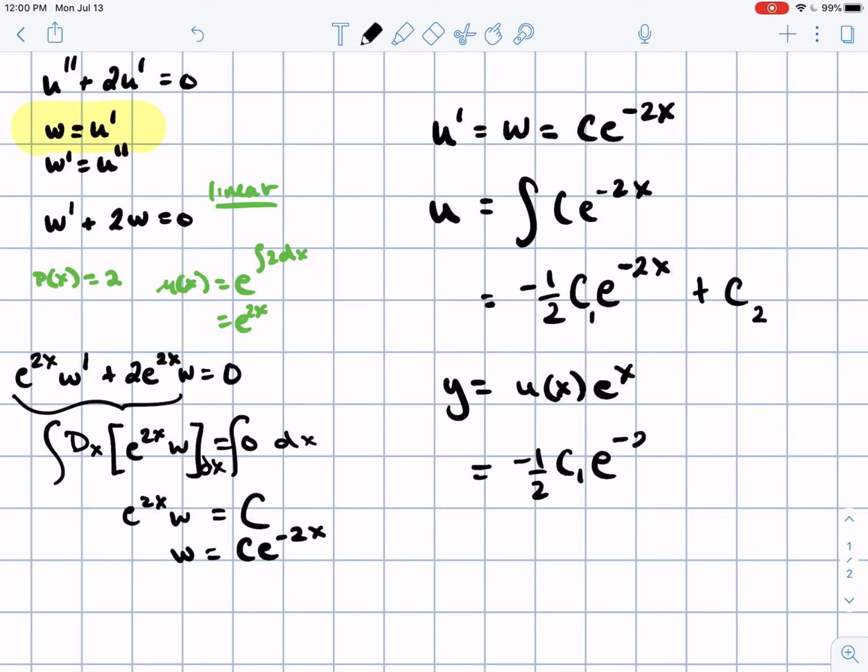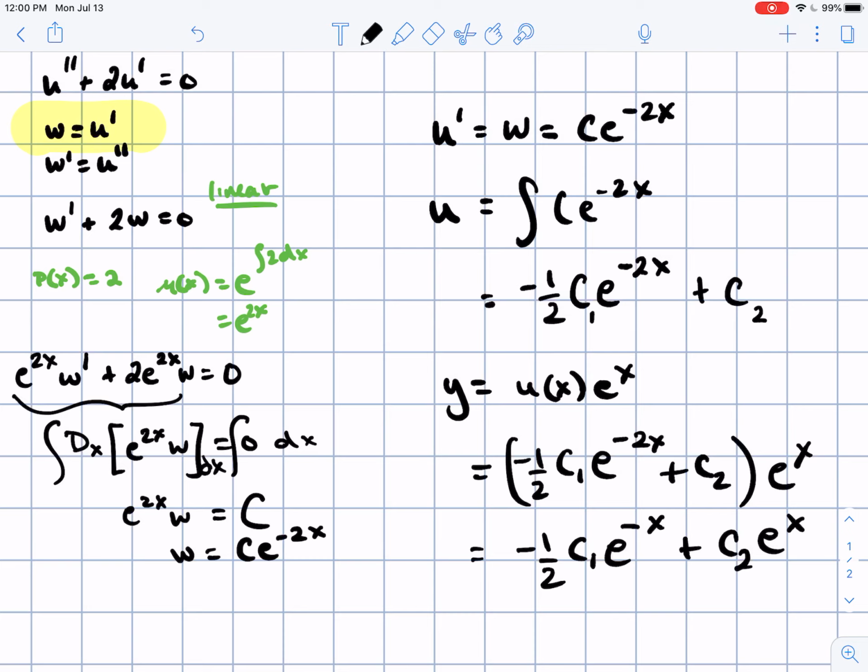e to the negative 2x plus c2 times e to the x, and then you could see we wind up getting a negative 1/2 c1 e raised to the negative x plus c2 e to the x. So you wind up getting that second solution there for what we're looking for. So y2 is going to be just e to the negative x.